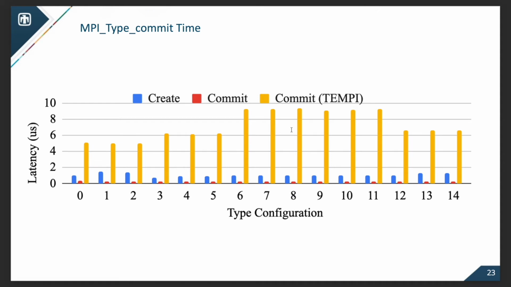So since we do some operations at MPI type commit time, we evaluated how much time we add to the MPI type commit operation, and so you can see that we take it from essentially free, because Spectrum MPI didn't do any optimization at that time, to several microseconds of latency. But this is the kind of operation that we expect to be done rarely in an MPI code, so this is probably tolerable for most iterative codes.